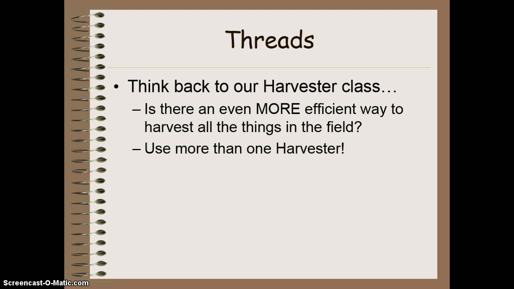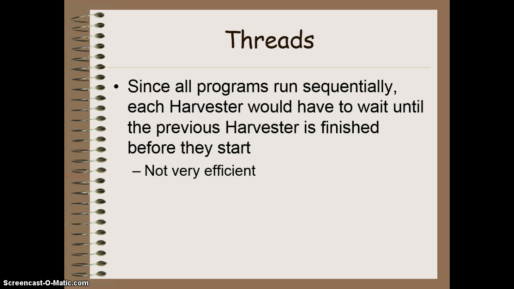We can use more than one harvester to do this. If we had one harvester and each harvester had to harvest an individual row, it would then therefore be much more effective. But we have a bit of a problem because all programs, as we know, operate sequentially. In other words, they operate line by line, one line following the next. That means that the second harvester would not be able to start harvesting its row until the first harvester was finished. And this limits the amount of efficiency we can create by having multiple harvesters.